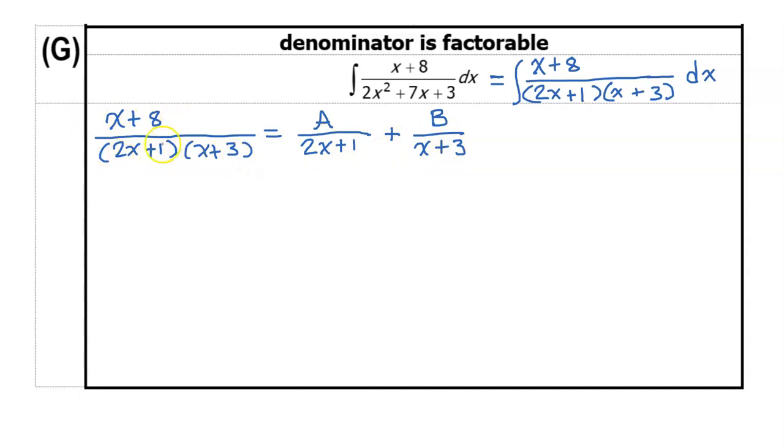If we multiply the left side by 2x plus 1 times x plus 3, the denominator cancels out, and we are left with x plus 8. If we multiply this term by the common denominator, the 2x plus 1 and the 2x plus 1 will cancel each other out. That will leave a times the x plus 3. If we multiply this common denominator times the last term, the x plus 3 and the x plus 3 will cancel out, and that will leave behind b times 2x plus 1.